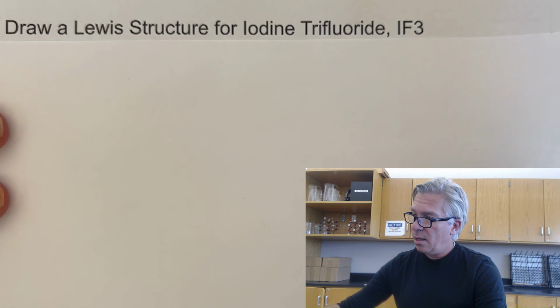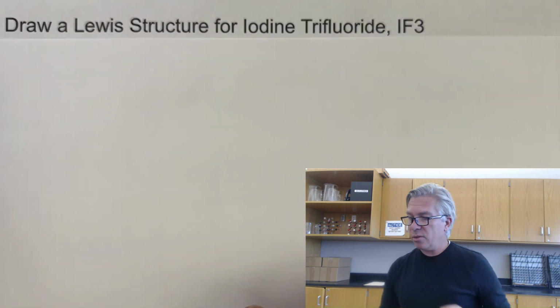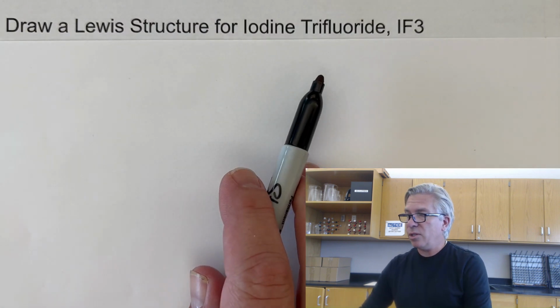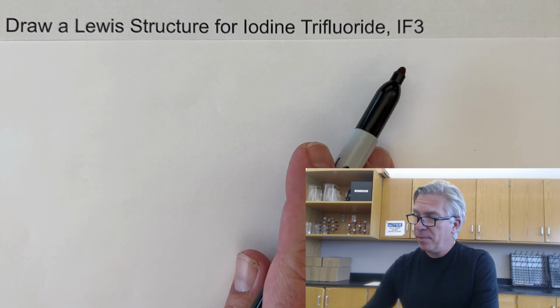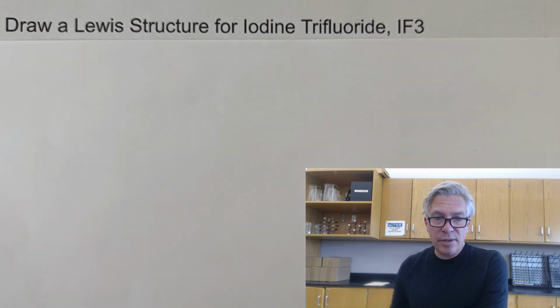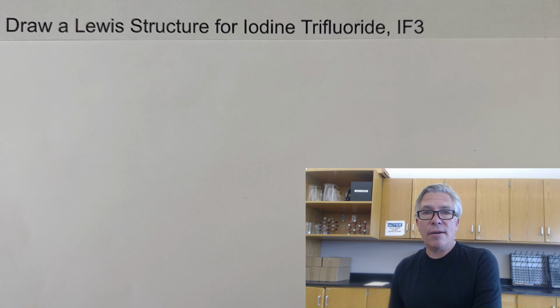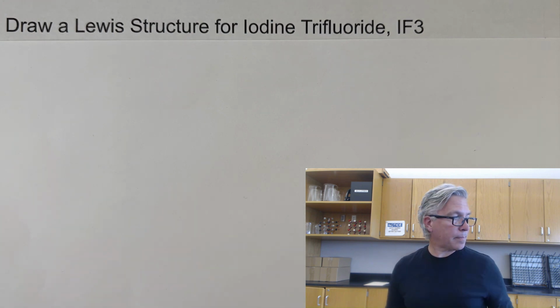All right, now it's your turn to follow the same steps, and this is a similar molecule. Not exactly, but similar. And the prompt here is draw a Lewis structure for iodine trifluoride, which has the formula IF3. So take a moment, pause the video, and see if you can draw IF3, and we'll come back in a second and see how you did.